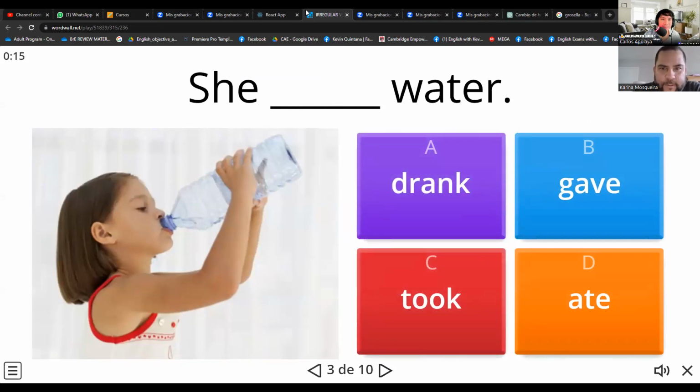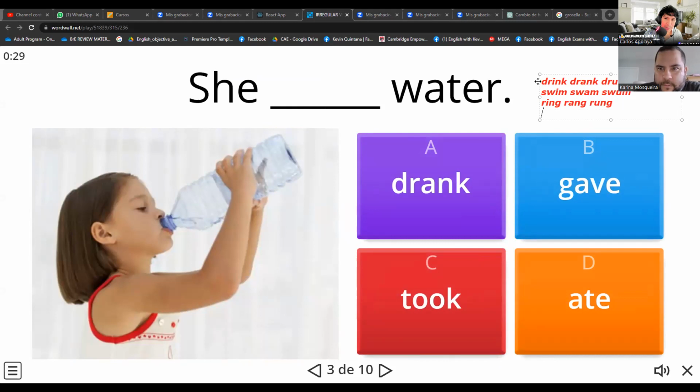Hay un truco, mira. Por ejemplo, nosotros nos aprendimos drink, drank, drunk, ¿cierto? Swim, swam, swum. Ring, rang, rung. Y muchos más que terminen así. El truco: todas las A's van a sonar como E y todas las U van a sonar como A. Sería drink, drank, drunk; swim, swam, swum; ring, rang, rung.